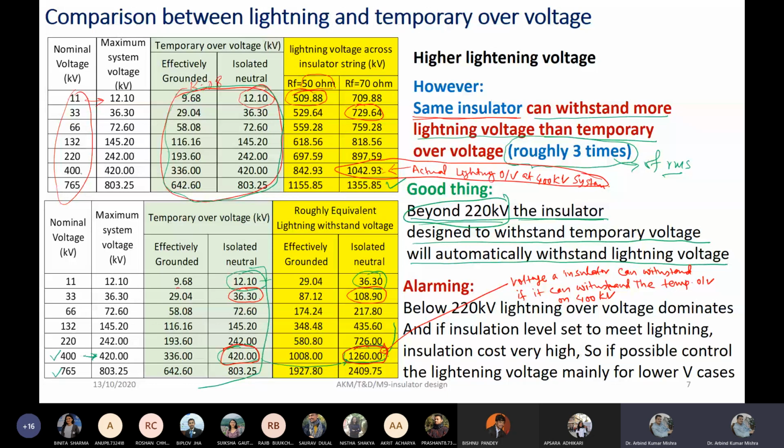This will definitely not be a cost effective situation. So we must have some mechanism, especially for the low voltage case. This may not be required at high voltage, but when the voltage level is very low, it is better that if possible we try to reduce the over voltage. Of course, whenever we reduce the over voltage, we need some extra cost, and that cost must justify the voltage reduction rather than going for a high insulation level.